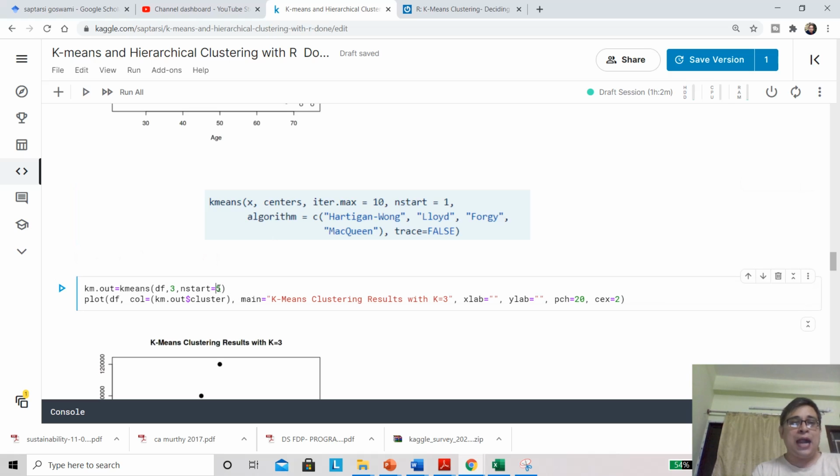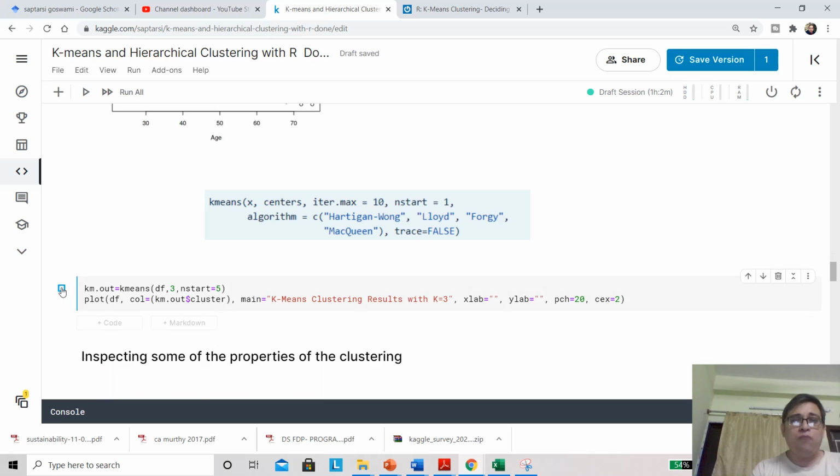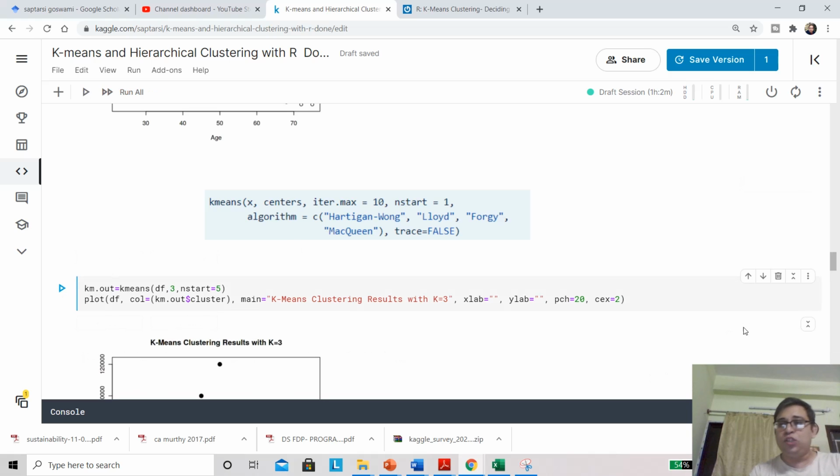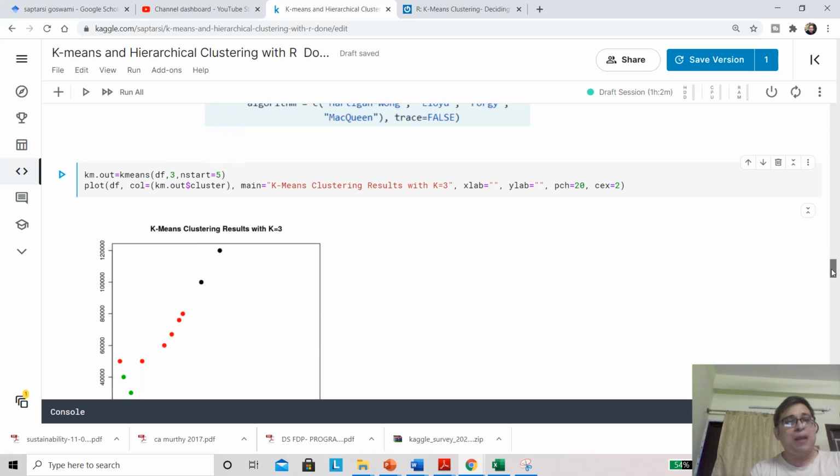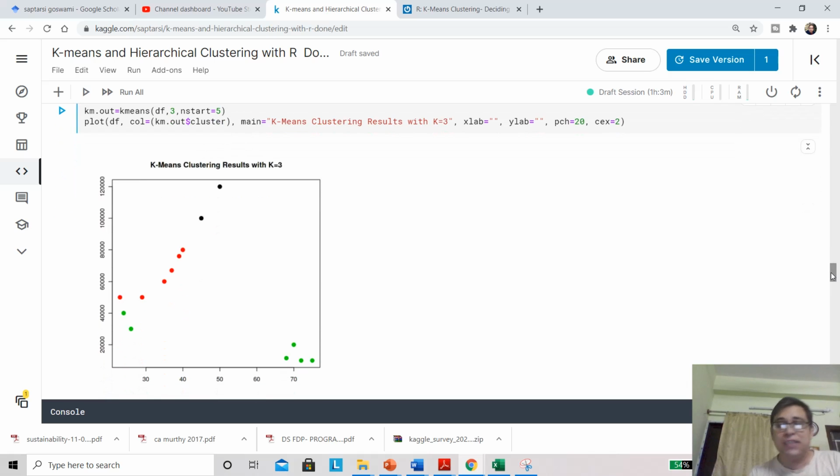What we are essentially doing here is applying k-means on this data. We have said that there are three clusters and we are starting with 5 random points. This output we have stored in this variable. This is a variable name; you can have a variable name of your own. Now we are going to plot it again and color the points by different clusters. If they are from the same cluster, they will have the same color.